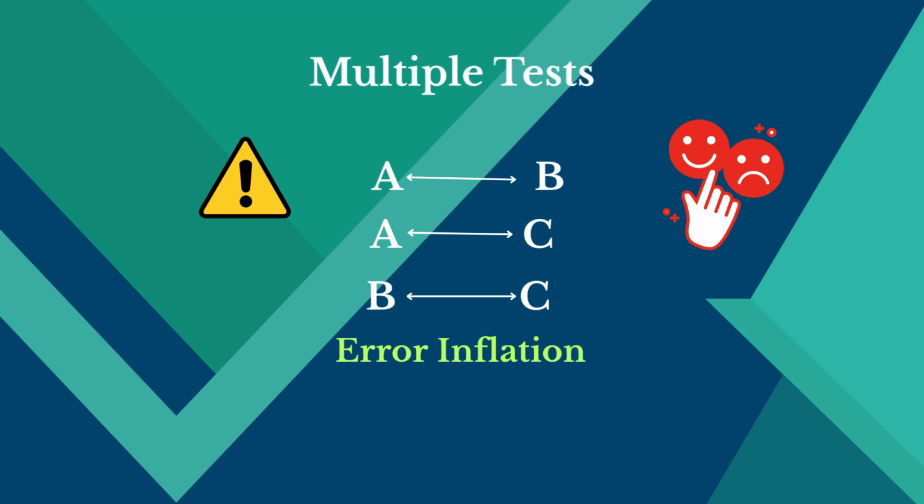So, how do statisticians handle more than two groups without losing reliability? That's where ANOVA comes in.